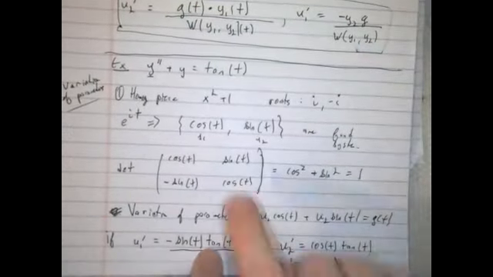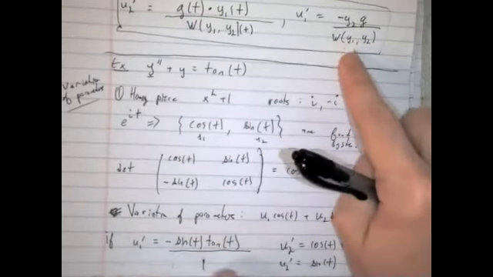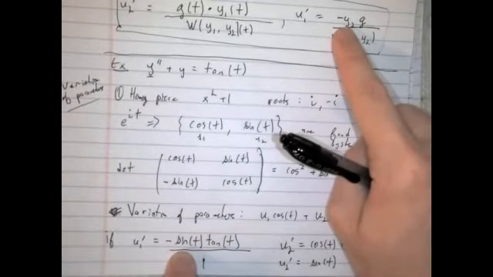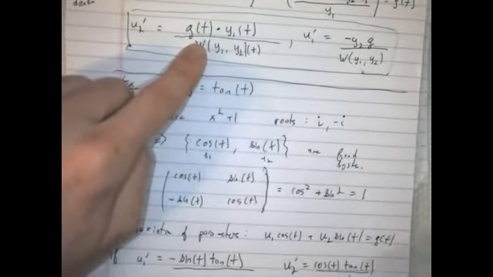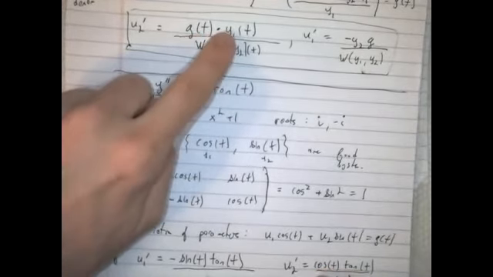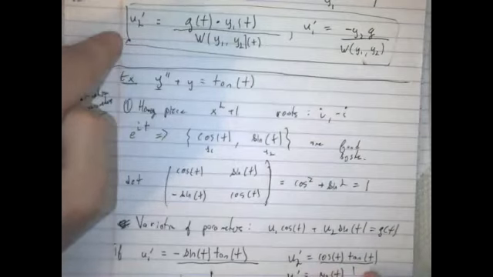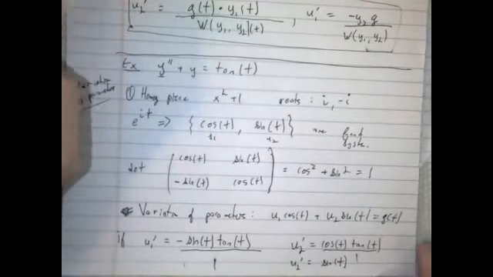So tangent of t is g of t. Negative sine of t, or sorry, these match up. The Wronskian is 1, g is tangent, negative y2 is negative sine. And then these two match up. The Wronskian is 1, g of t is tangent, y1 is cosine. Okay, thank you. It's a little complicated, I agree.